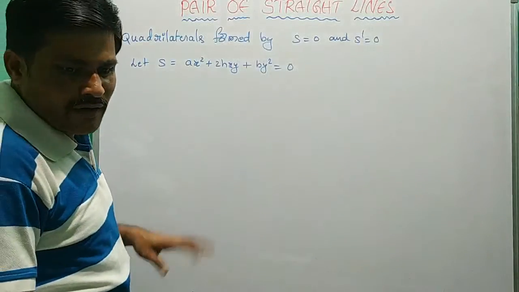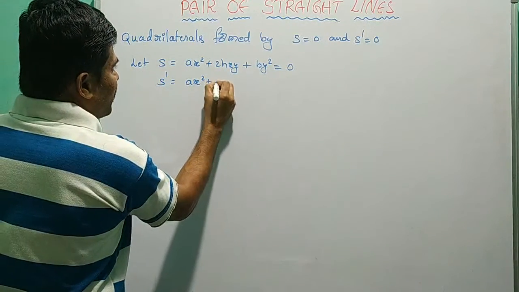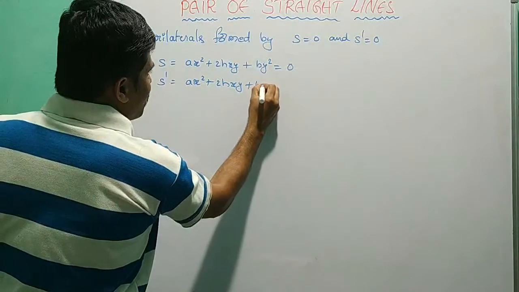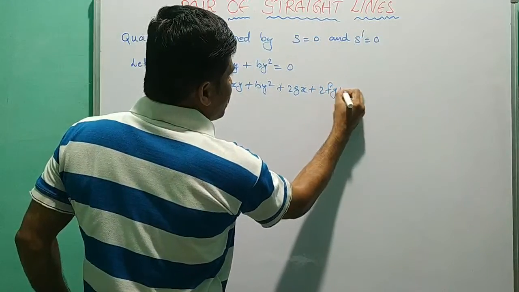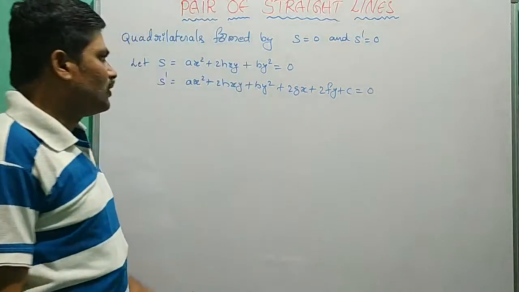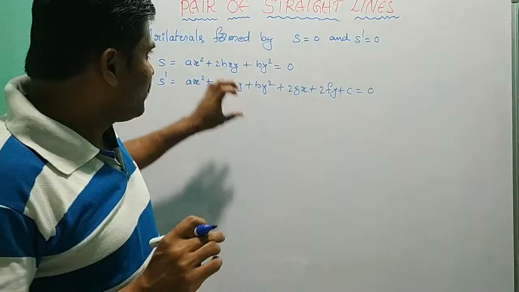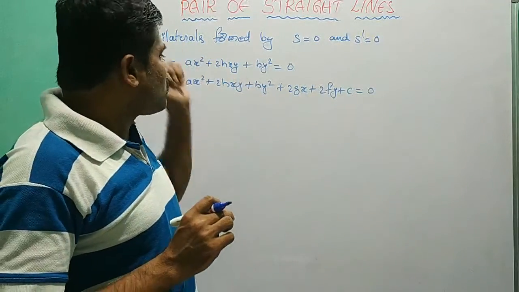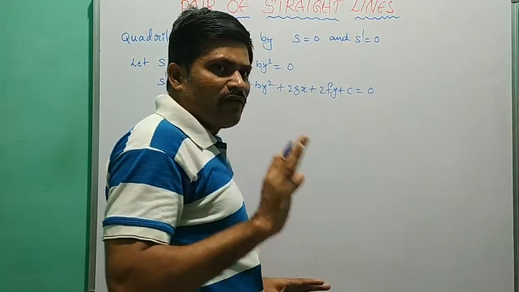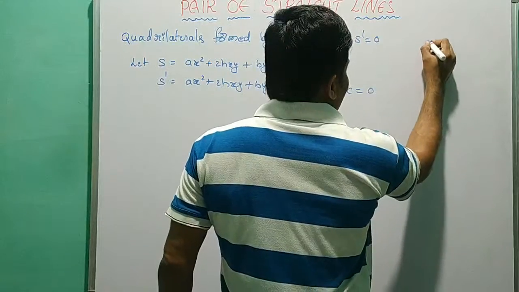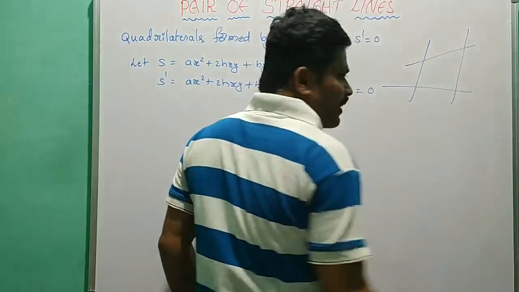This is one pair. Similarly, we have to consider the second pair, that is S dash equal to ax square plus 2hxy plus by square plus 2gx plus 2fy plus c equal to 0. So these are two pairs of straight lines. Now here these two pairs form a quadrilateral. Quadrilateral means a polygon with four sides.